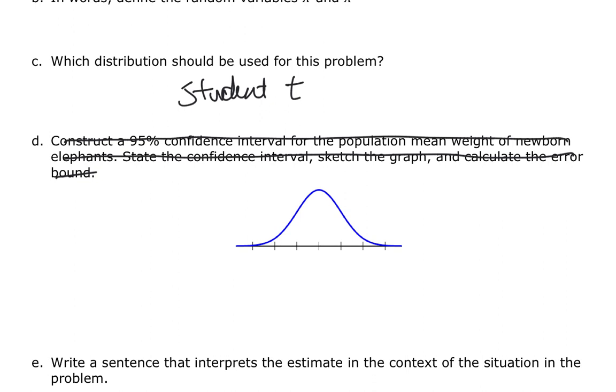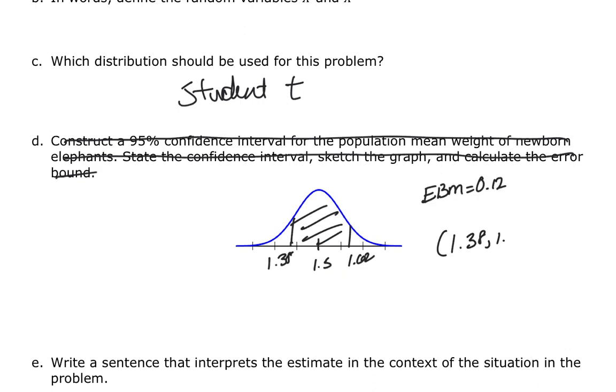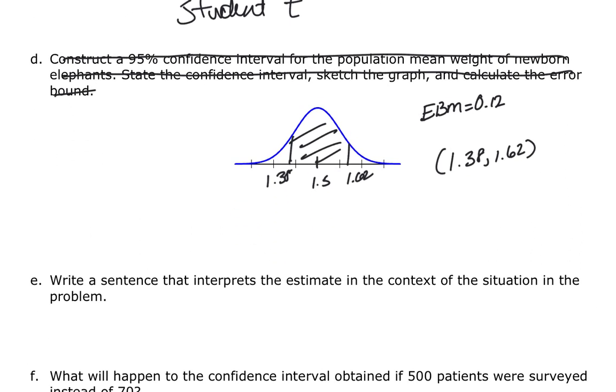So this is where the 1.5 is. Calculating my EBM, my EBM ended up being 0.12. That means we're going to come down to 1.38, and we're going to go up to 1.62. So my confidence interval is 1.38, comma, 1.62. So that is about what we expect to wait at this particular hospital.